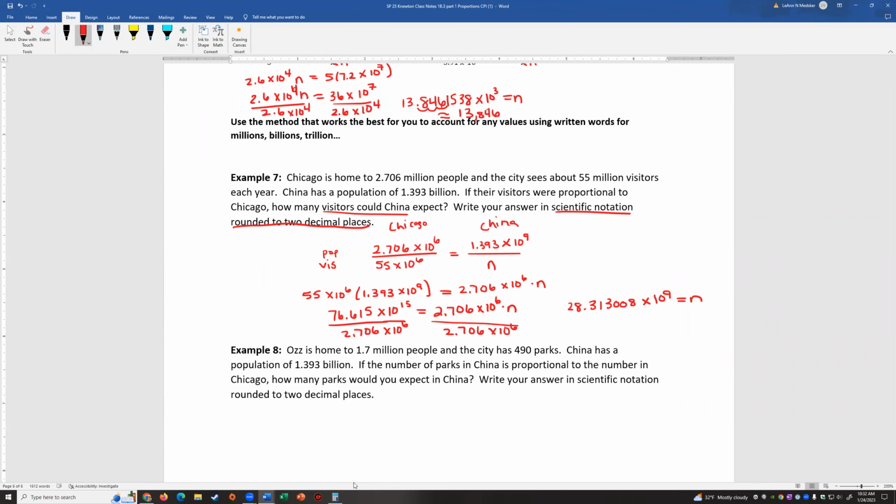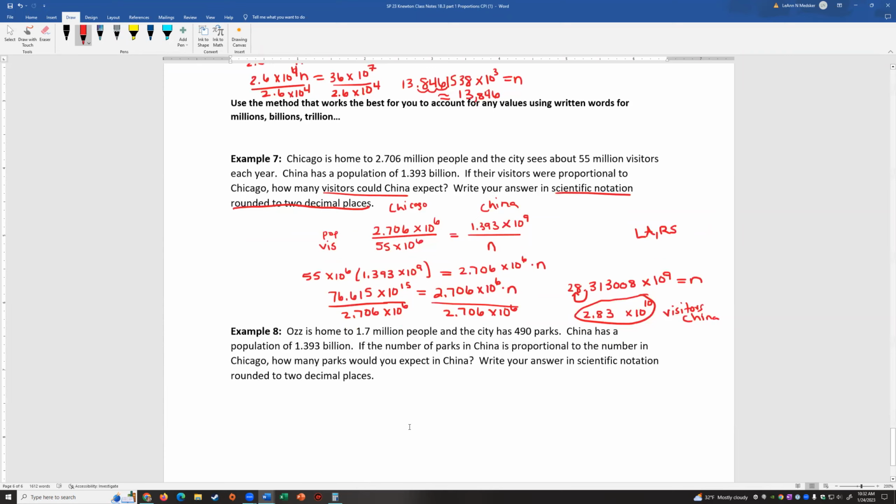Okay, so we want 2 decimal places in our scientific notation. So we have to first get this in proper scientific notation. So remember our little saying, Lars: move it to the left, we add 1 to the power. So this is going to be 2 point something times 10 to the 10th, because we moved 1 to the left, so we add 1 to the power. And then it's going to be 2 decimal places. So it's going to be 8.3 because the 1 will not bump the 3 up. So that would be the number of visitors in China they expect in scientific notation.